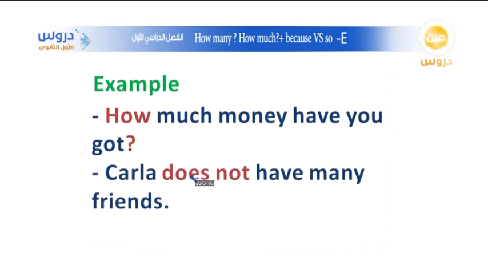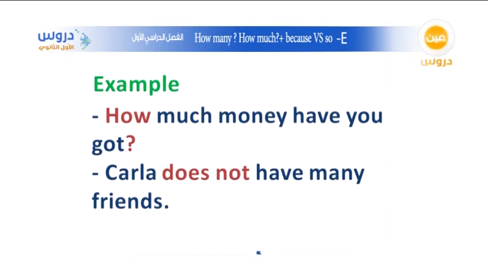Carla does not have much money, or Carla does not have many friends. What do you notice in the first example? How much money? That means you are concentrating on, I'm going to write you something, quantity. Alright? You are concentrating on quantity.